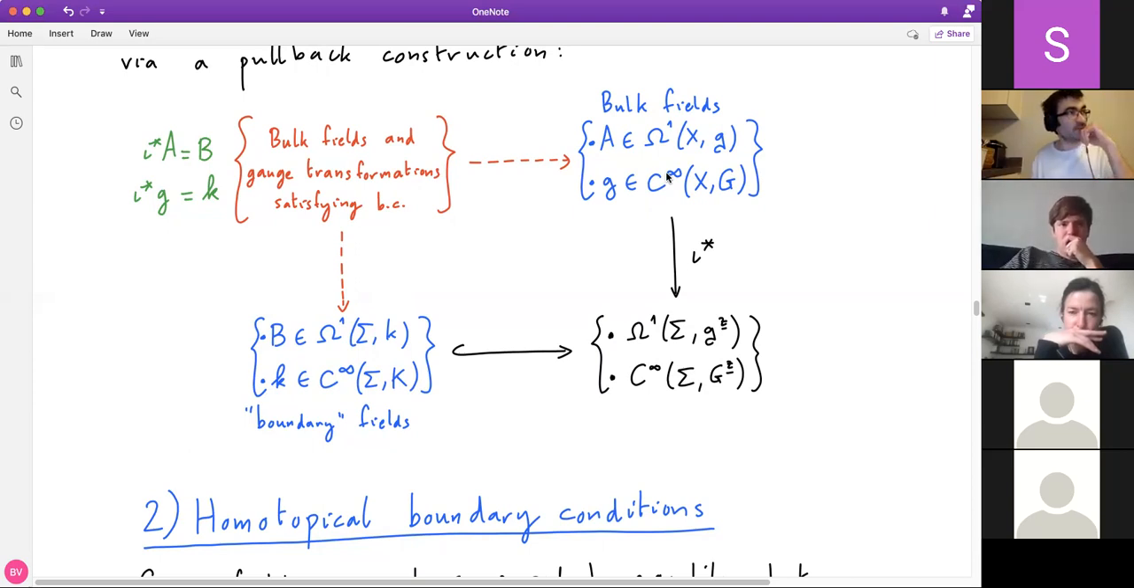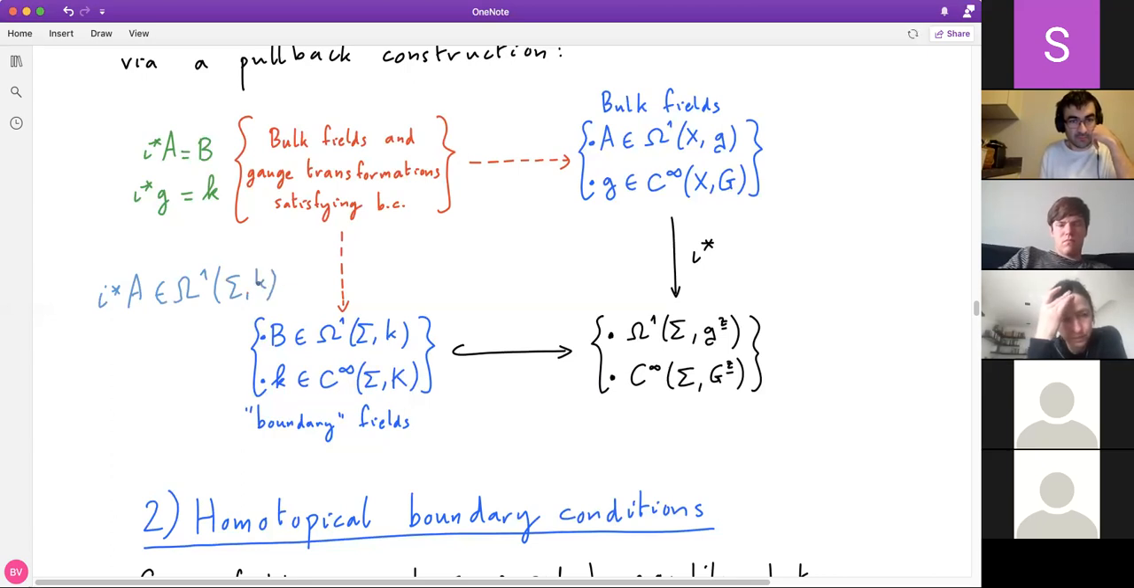Specifically what values the bulk fields restrict to on the boundary is not really important, but all I care about is that they're valued in this subalgebra. So in fact, you don't really need the field B, it's just equal to the pullback of the bulk field. All I'm requiring really is that the pullback of the bulk field is valued in K. This is what I'm asking. And similarly for the gauge transformation. Yeah, I don't know of any physical interpretation of these boundary fields.